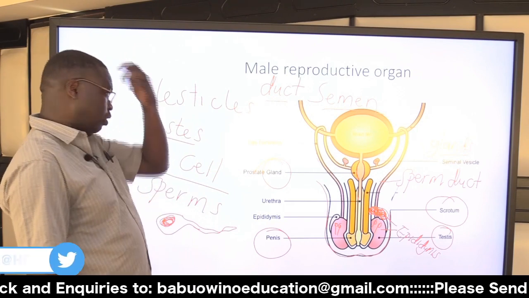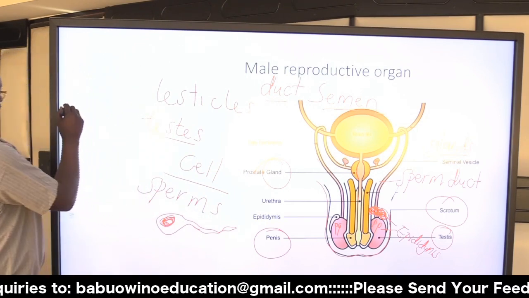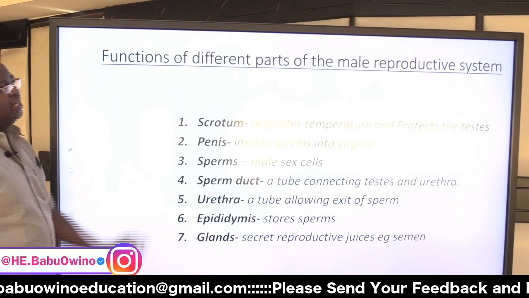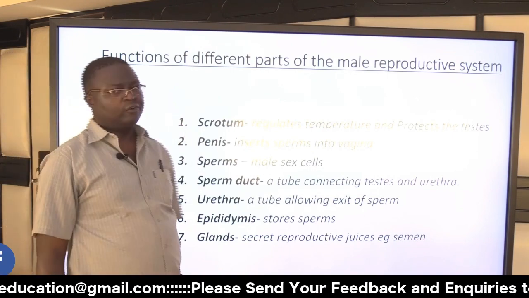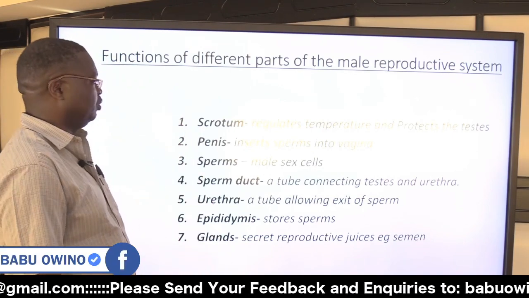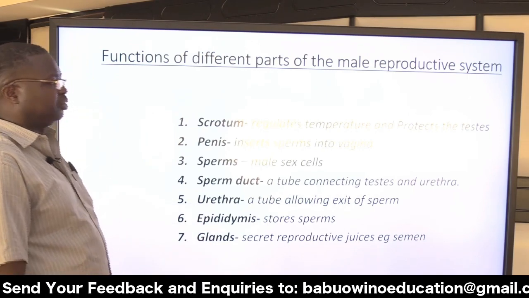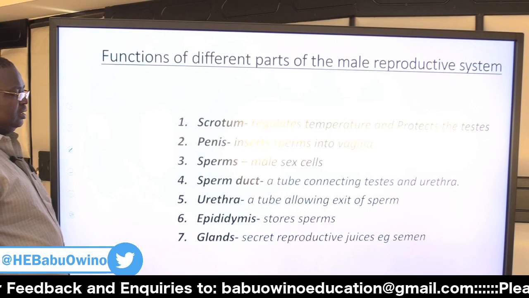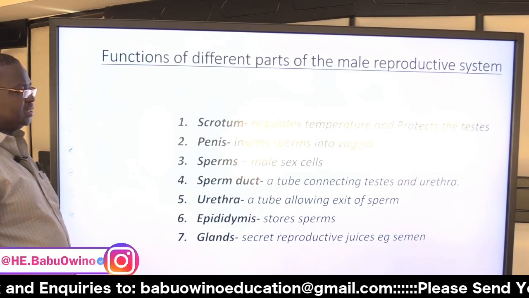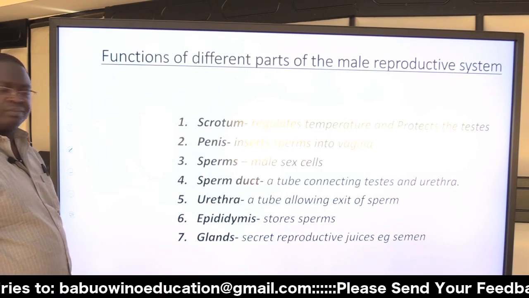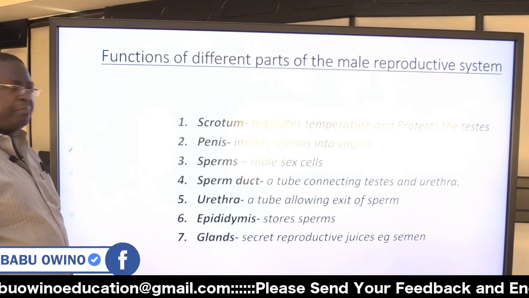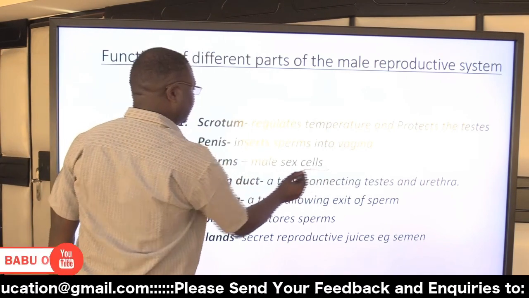So a summary of what we have talked about. Number 1, function of different parts of the male reproductive system. You can see them on the board. I've said scrotum regulates temperature and protects the testes. Number 2, penis inserts sperms into the vagina. Number 3, sperms is the male sex cells. In exam, they like that.